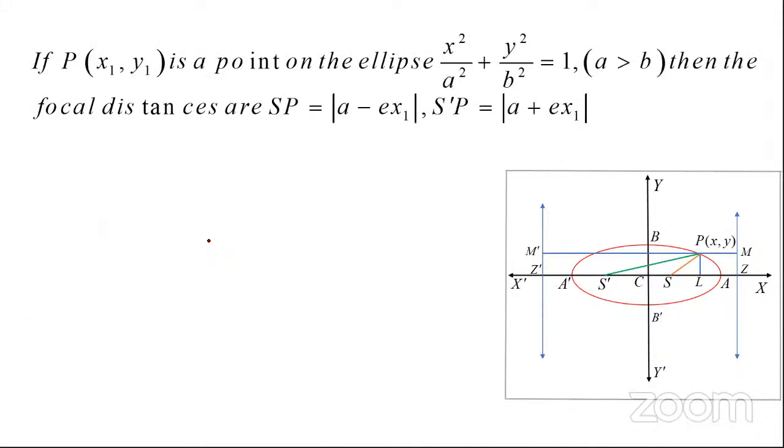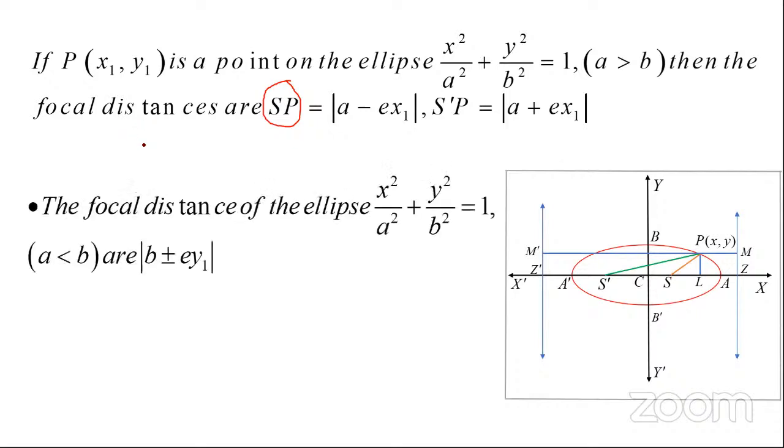If P(x1, y1) is a point on the ellipse x square by a square plus y square by b square equal to 1, where a is greater than b, then the focal distances are: SP equals mod of a minus ex1, and S dash P equal to mod of a plus ex1.